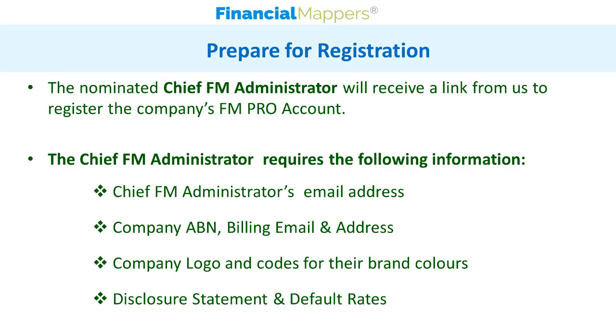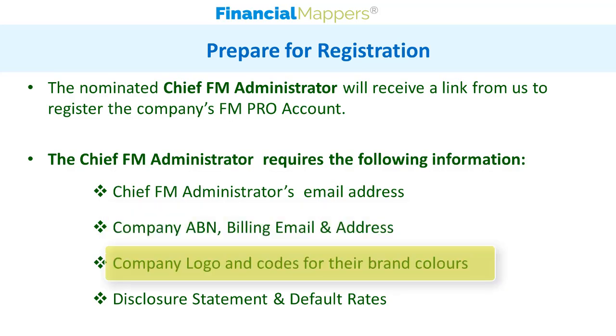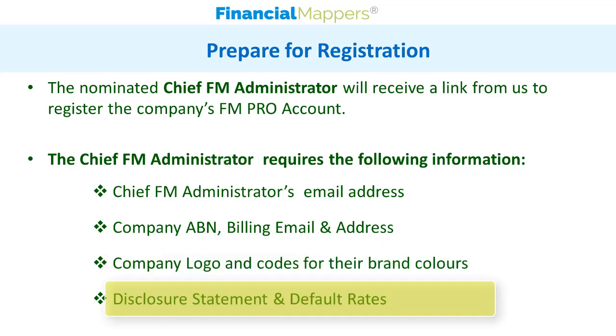There is some information the Chief FM Administrator should have ready before starting. This is the Chief FM Administrator's email address, the company's ABN, billing email and physical address, the company's logo file and the codes for the company's brand colours, the pre-organised disclosure statement and default rates.